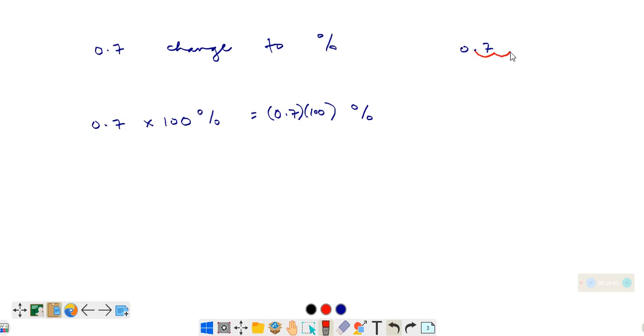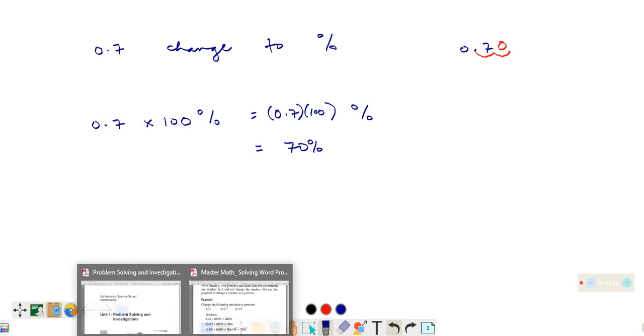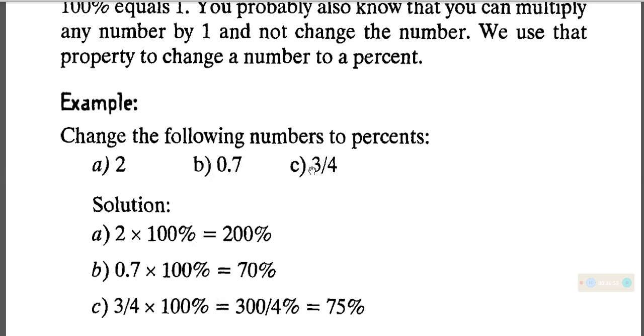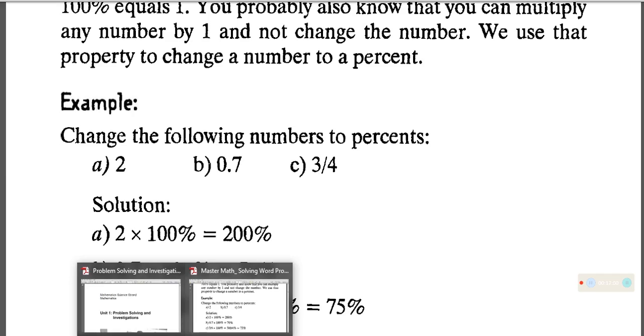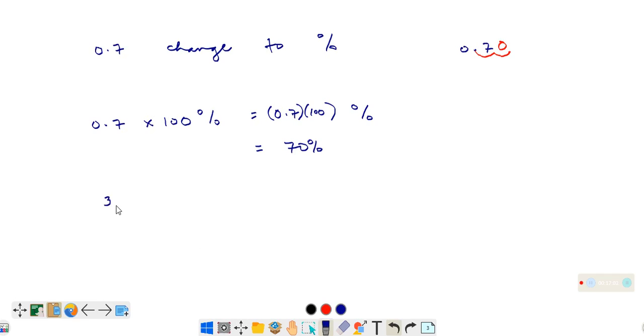So, we have 0.7 times 100. And if you are going to multiply numbers by 100, you have to move your decimal place 2 units to the right. And then, placemaker tayo for empty decimal places, write 0. We have here 70%.